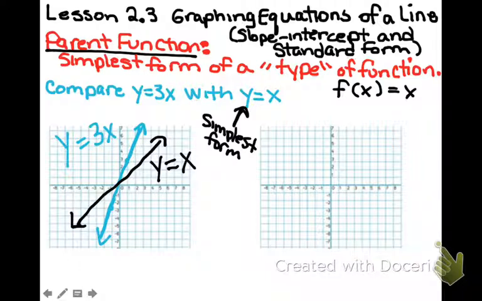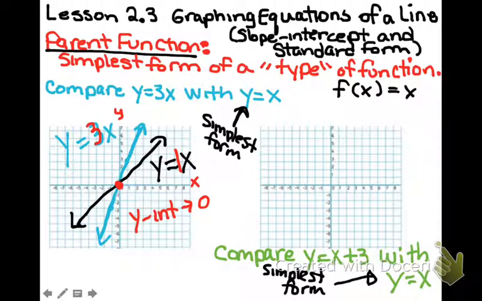So maybe you noticed that both of the lines have a y-intercept that is equal to 0. That's where it intersects the y-axis. And the blue line has a slope of 3, whereas the black line has a slope of 1. And whoop, I should put in, this is where they intersect at the 0.